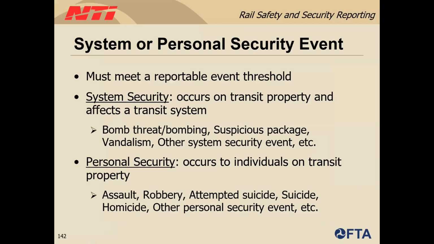There are two categories of security events on screen 1, system security or personal security events, which must meet one or more of the following thresholds. System security events occur on transit property and affect the transit system as a whole. Personal security events happen to individuals on transit property or those boarding or alighting a transit vehicle. This is the form used to report attempted suicide or suicide where the event does not involve contact with the train.